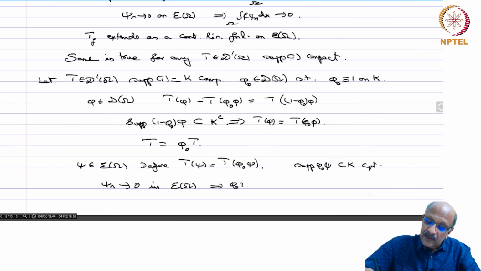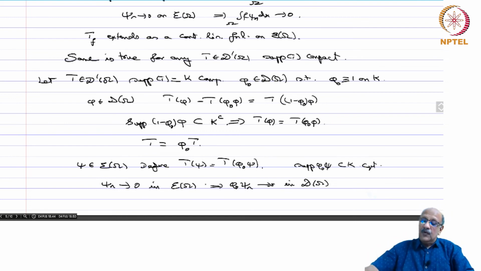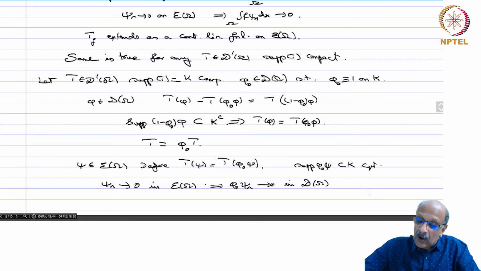phi naught psi n goes to 0 in D of omega, because now all the supports are on the fixed compact set K. Phi naught is a C infinity function, and therefore by Leibniz formula all its derivatives are bounded in K, and therefore phi naught psi n will go to 0 uniformly, because psi n goes to 0 uniformly with all its derivatives on any compact set K.